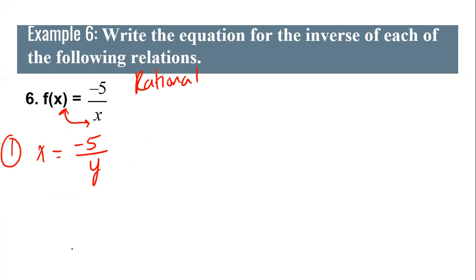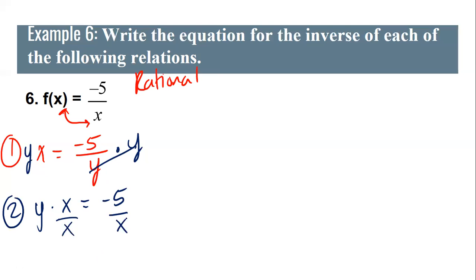Before you can do anything, you have to get y out of the denominator. If it's something in the denominator, that means it's being divided. What's the opposite of being divided? Multiply. So we have to multiply both sides by y. And we end up with y times x equals -5. To get y by itself, we're going to have to divide by x.